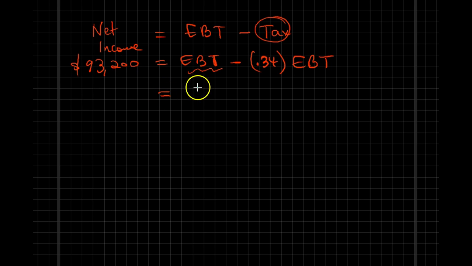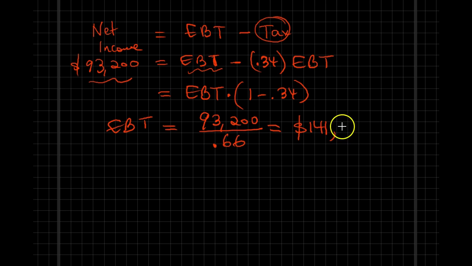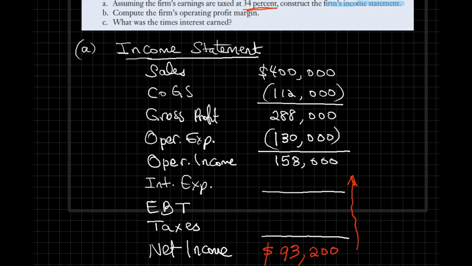Just moving things around, we realize that we can group the right hand side. It would give us EBT times 1 minus 0.34 equals that 93,200. So therefore, earnings before taxes would be simply equal to 93,200 divided by 1 minus 0.34, which is simply 0.66, and that will give us our income before taxes, or earnings before taxes, in the amount of 141,212, making some rounding.